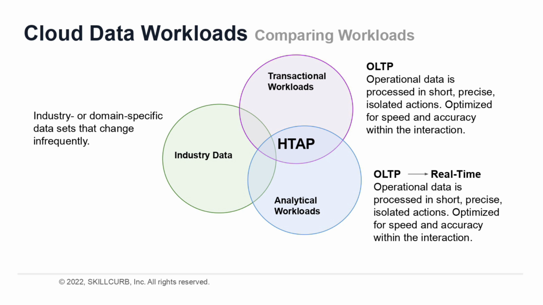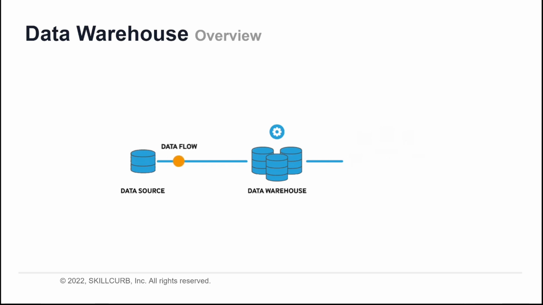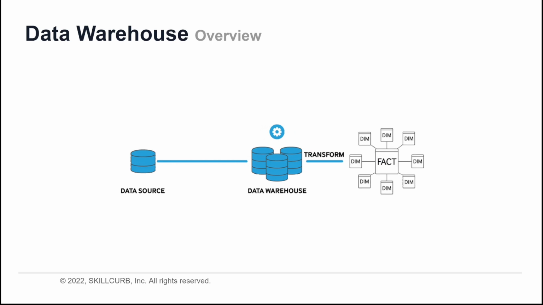HTAP, or Hybrid Transactional Analytic Processing, refers to scenarios that support both transactional workloads as well as analytic workloads over the same set of data. So what is a data warehouse? A data warehouse is a central repository of information that can be analyzed to make more informed decisions.